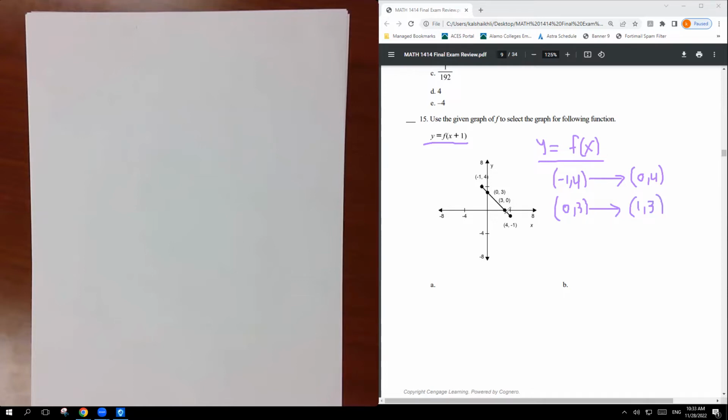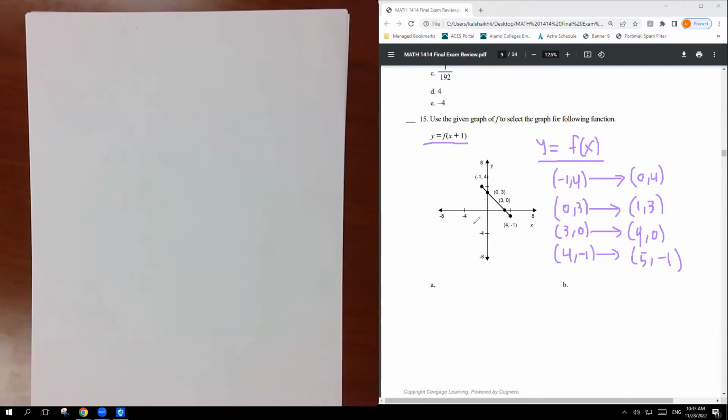And the next point is 3, 0. So it's going to be 4, 0. And the last one is 4, -1. You're going to add 1 here. So it's going to be 5 and -1. So when you graph these points, you're going to get the graph for the new function.